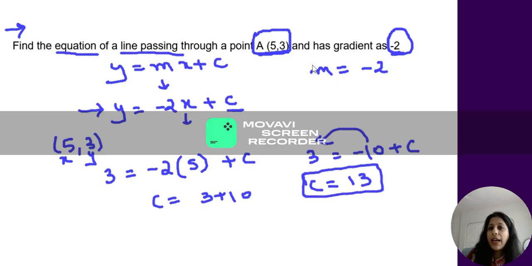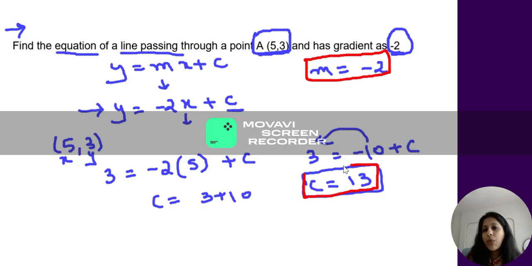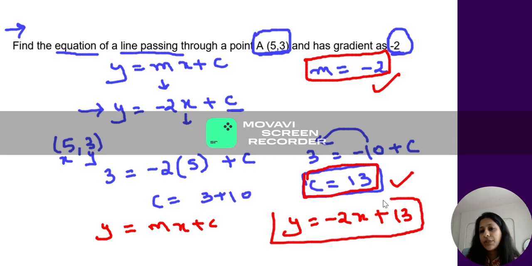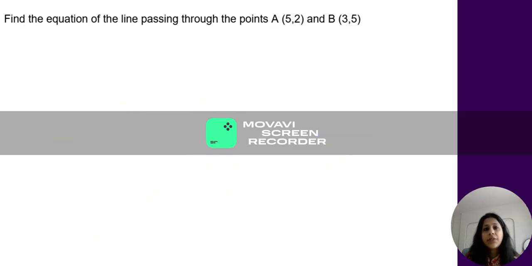Now what do I have? I have the gradient. I have the y-intercept c, right? What I need to do is just put the values in the general form, y is equal to mx plus c. Just put in the values. y equal to, instead of m, put -2, x as it is, plus, instead of c, put 13. There you get your equation of the line. So this is the equation of your line, right? Okay, next we have one more type which can be given.